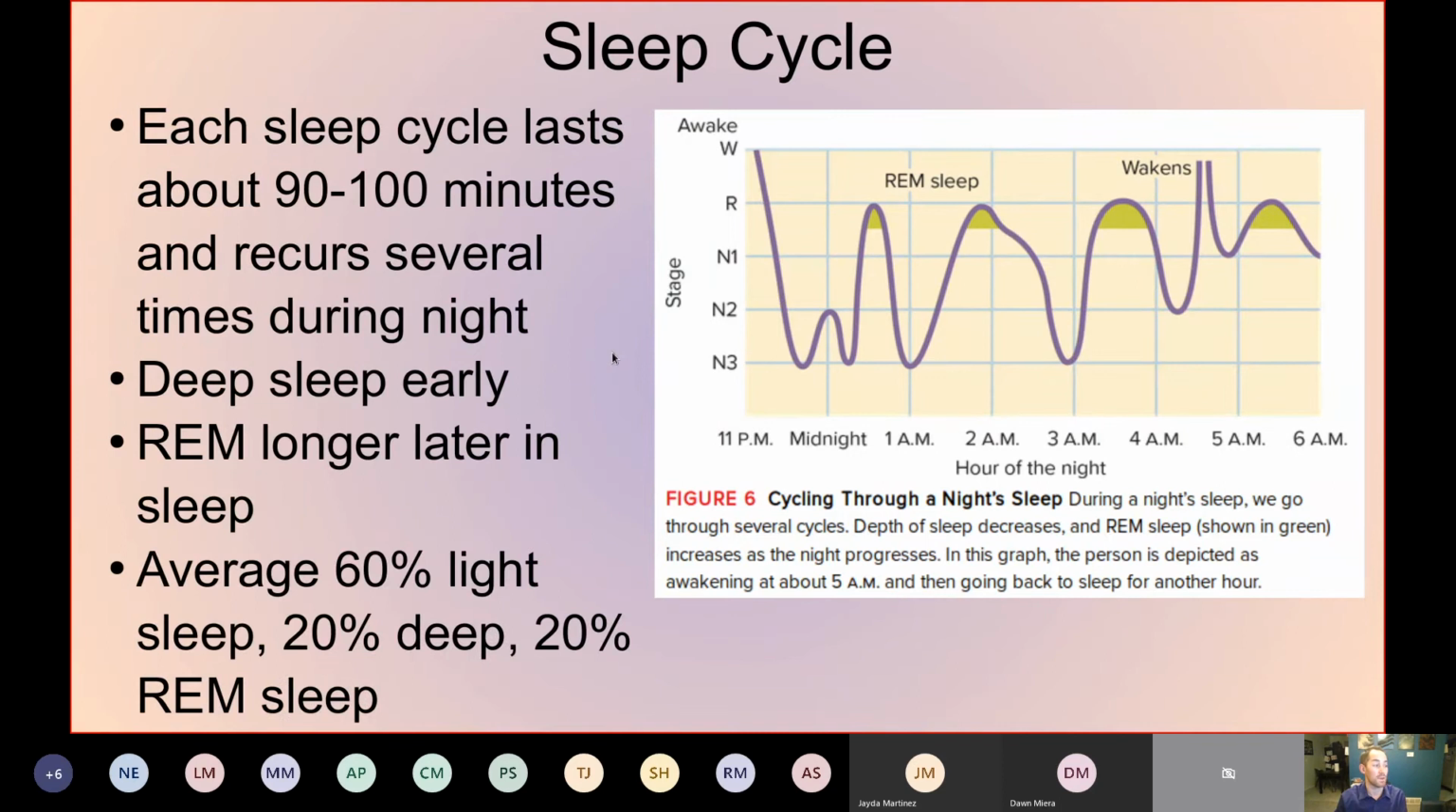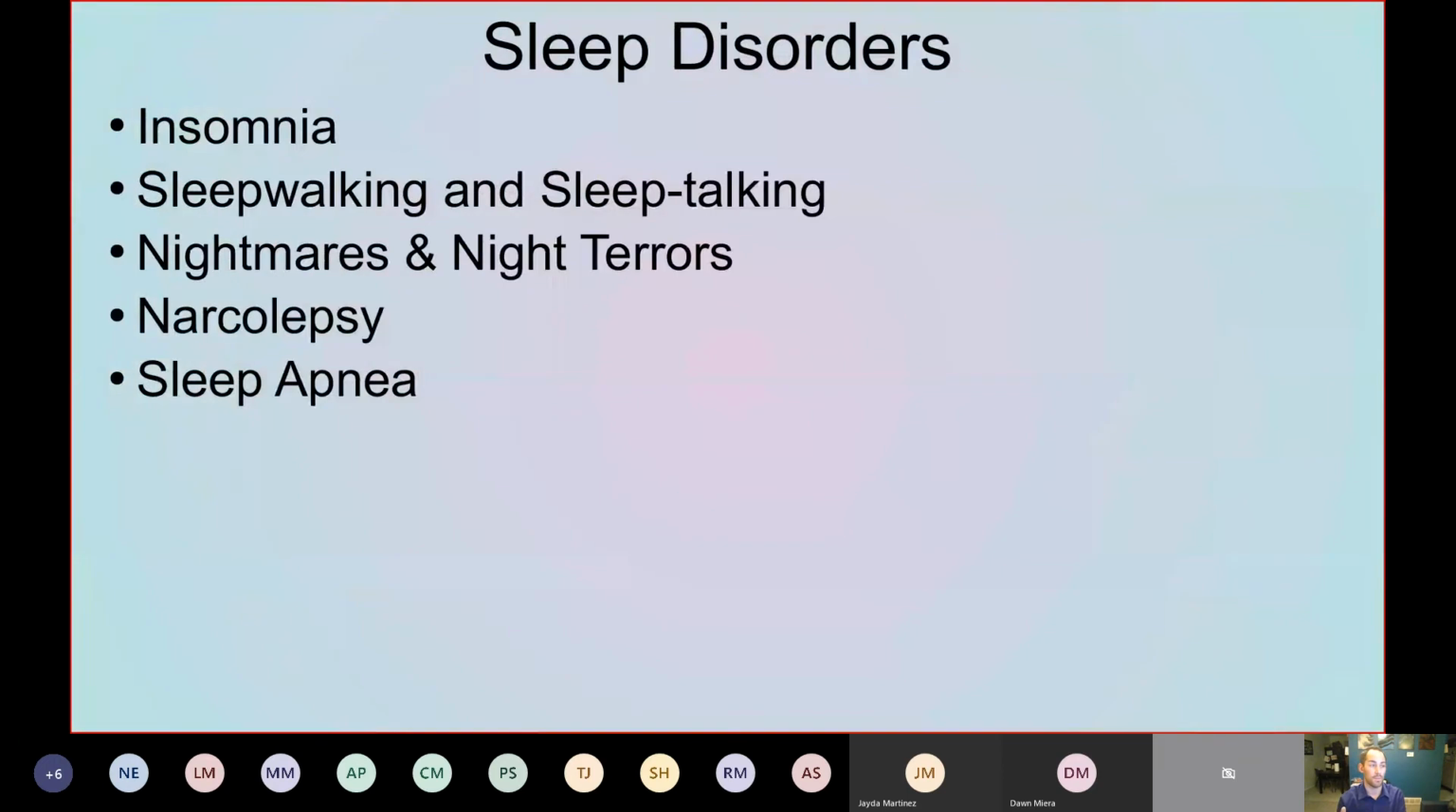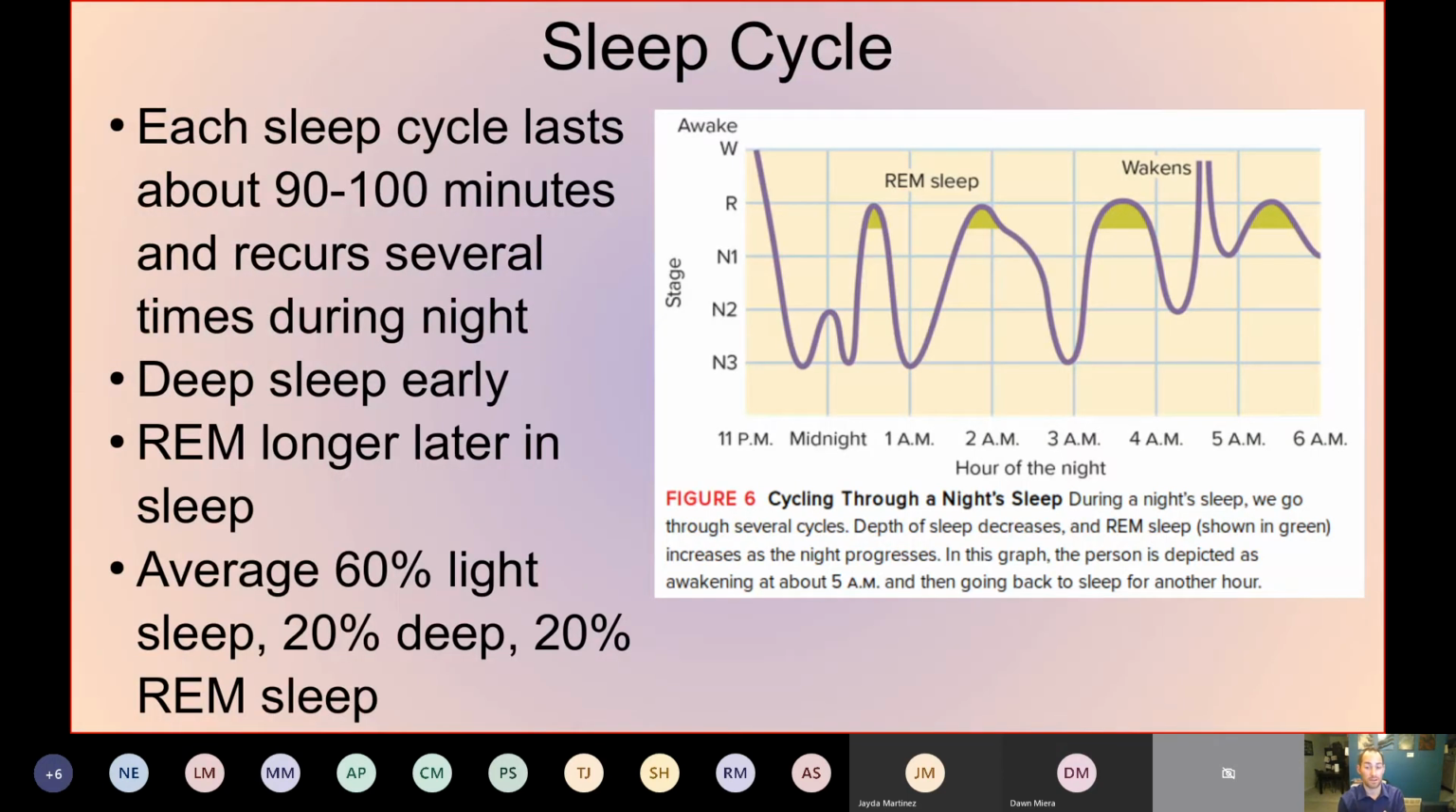Yep. So the average, you can actually check this on your trackers for sleep. You should average about 60% light sleep, about 20% deep sleep, and about 20% REM sleep. So if you're not getting as much REM or especially as much deep sleep, you might not feel as rested. But generally a lot of our sleep is that lighter sleep.